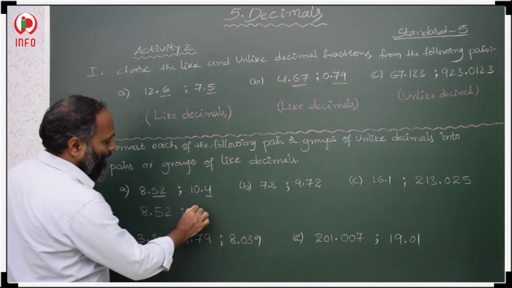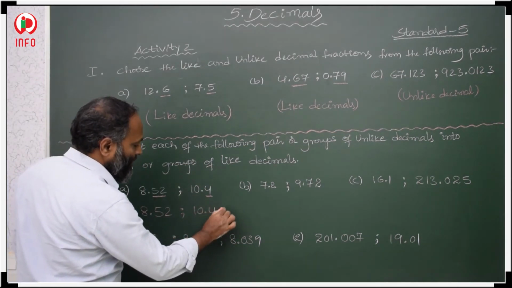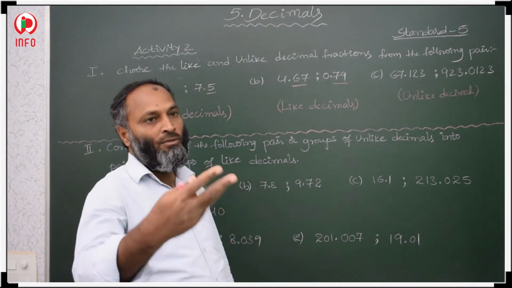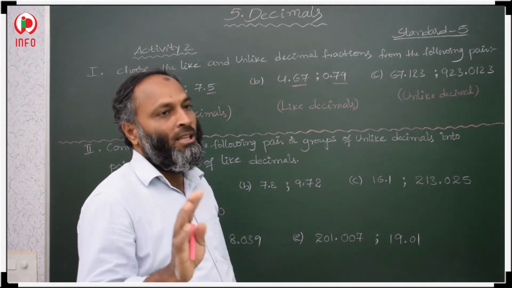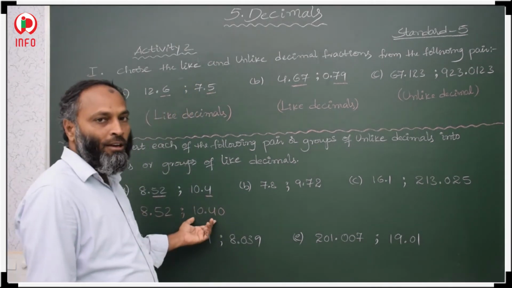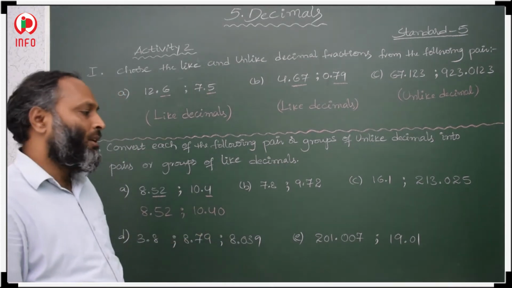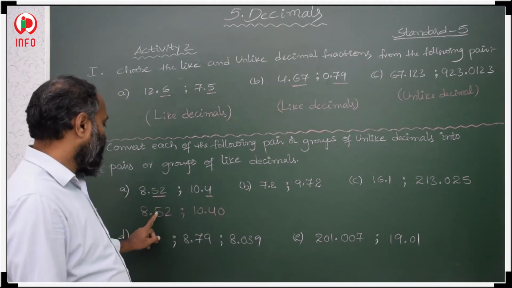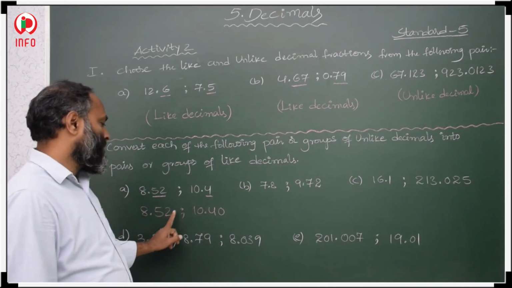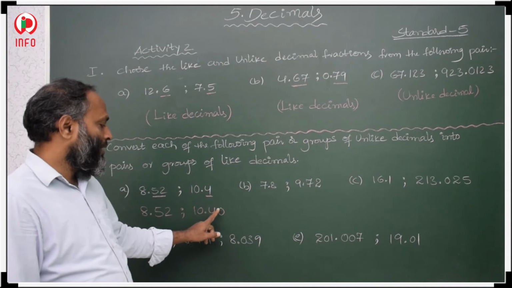Here 2 places were there, 10.40. If you want to take 1 zero, 2 zeros, 3 zeros, 4 zeros, 5 zeros, there is no change in the value of the decimal number. So 8.52, after decimal we have 2 decimal places. Here after decimal point we have 2 decimal places.